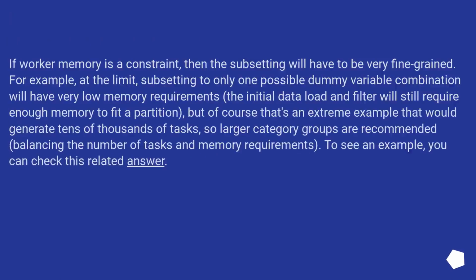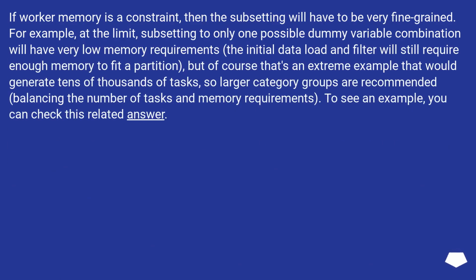If worker memory is a constraint, then the subsetting will have to be very fine-grained. For example, at the limit, subsetting to only one possible dummy variable combination will have very low memory requirements. The initial data load and filter will still require enough memory to fit a partition, but of course that's an extreme example that would generate tens of thousands of tasks, so larger category groups are recommended, balancing the number of tasks and memory requirements. To see an example, you can check this related answer.